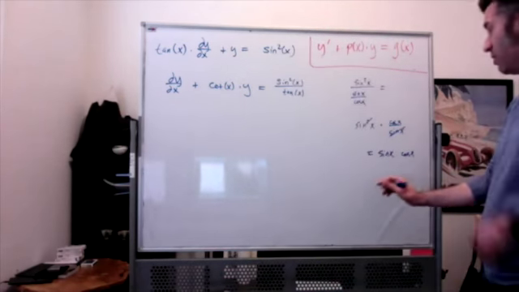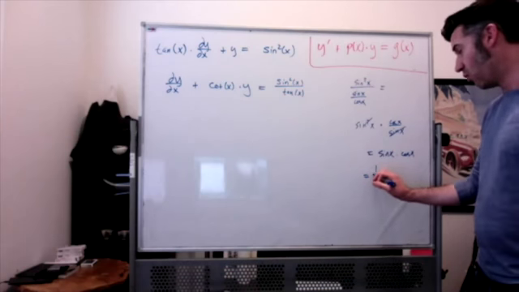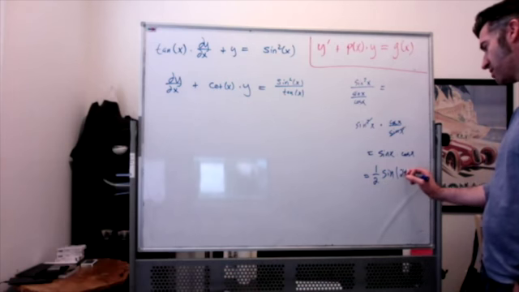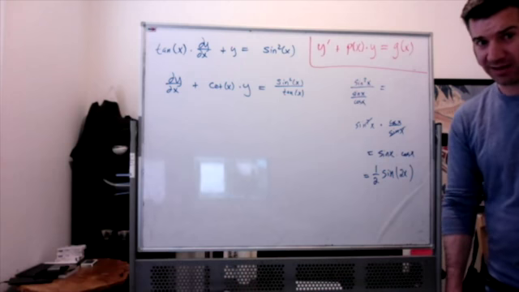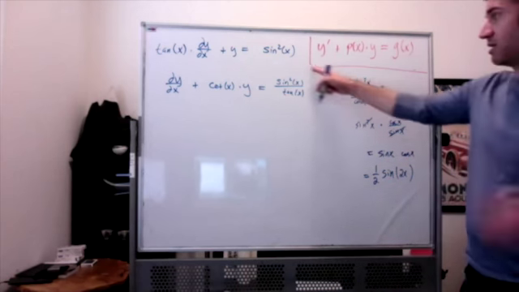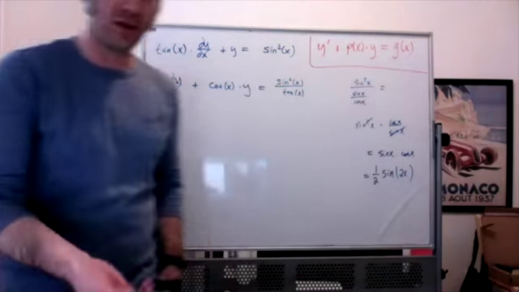Or if you prefer, you can write it as 1/2 of sine of 2x. I don't know if I prefer that yet. Maybe some other things are going to happen, but we definitely know that we need to manipulate this. All right, so now we're going to do the integrating factor thing.